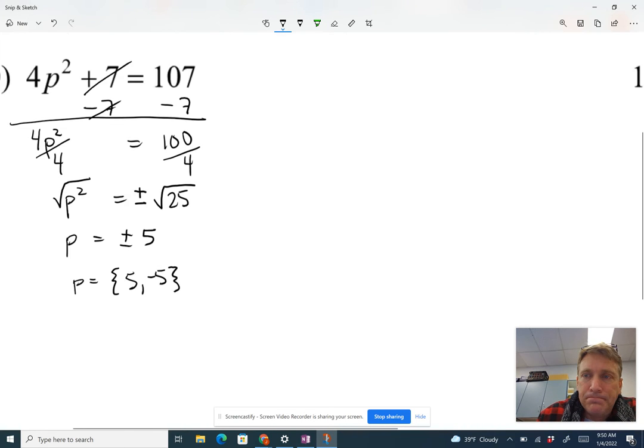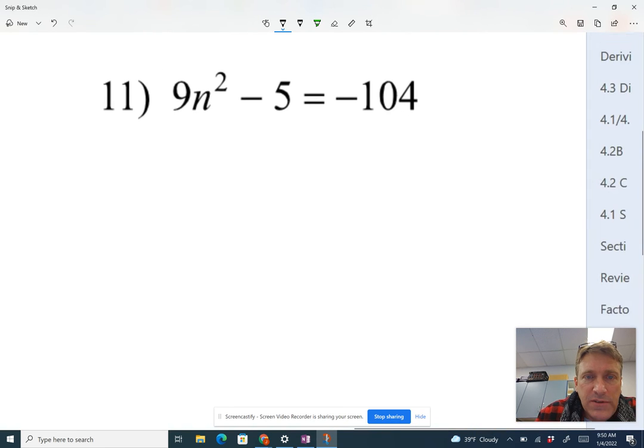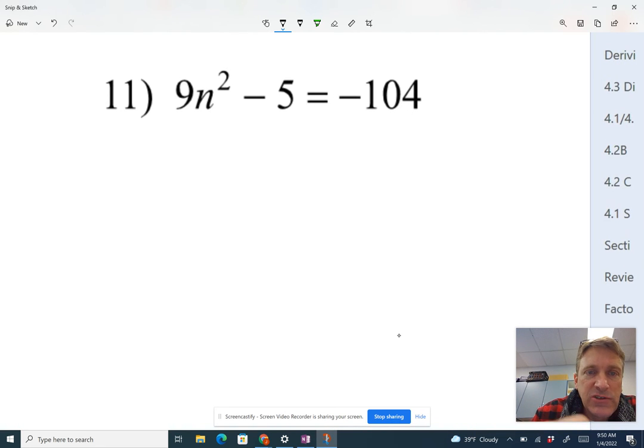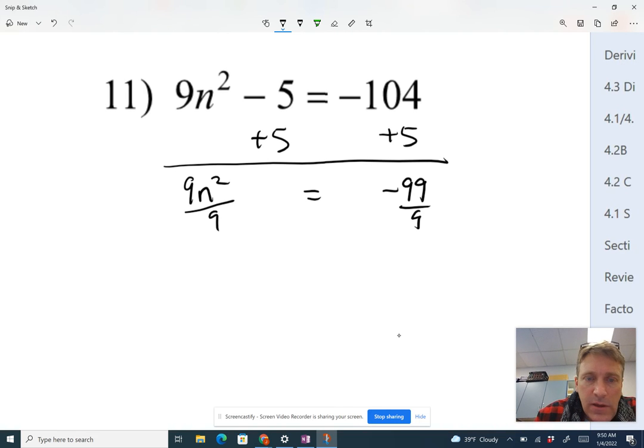All right, let's look at number 10. I'm sorry, number 11. So number 11, same thing. We want to get the n squared part alone. So we're going to add 5 to both sides. And that cancels, leaving 9n squared is equal to negative 99. And then I divide both sides by 9. And n squared is equal to negative 11.